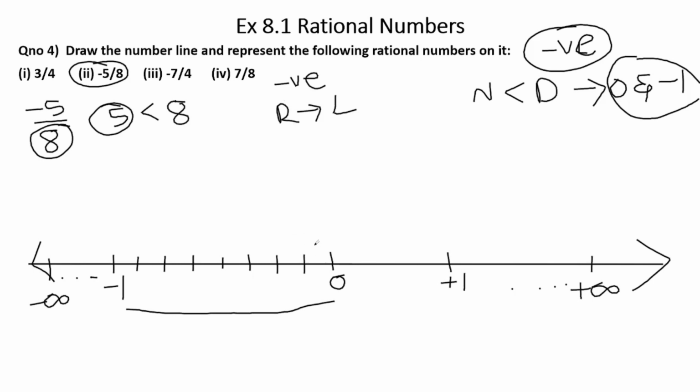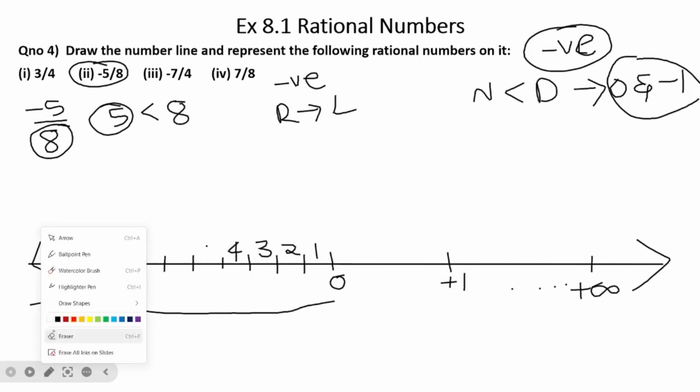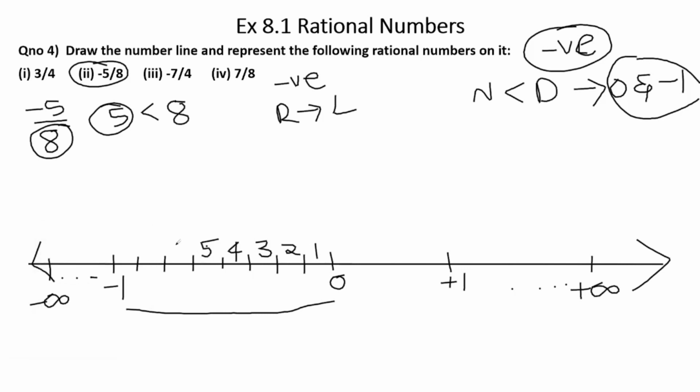This is the first part, this is the second part, this is the third part, this is the fourth, fifth, sixth, seventh, and eighth part. What is the value of the numerator? The value of the numerator is 5. So where is 5? This is the first part, the second part, the third part, the fourth part, and the fifth part. So the fifth part is going to end here, right? Now we can represent minus 5 divided by 8 on this number line.